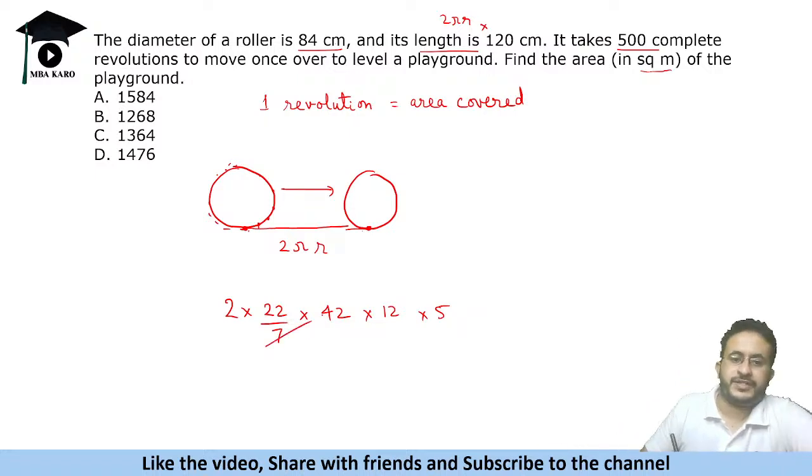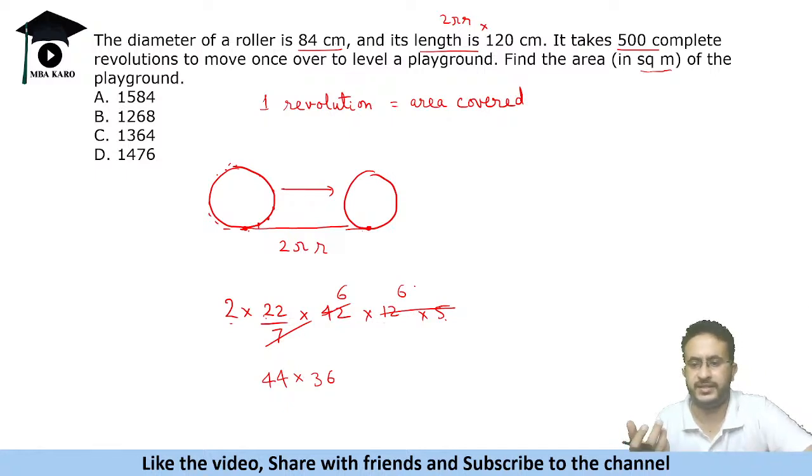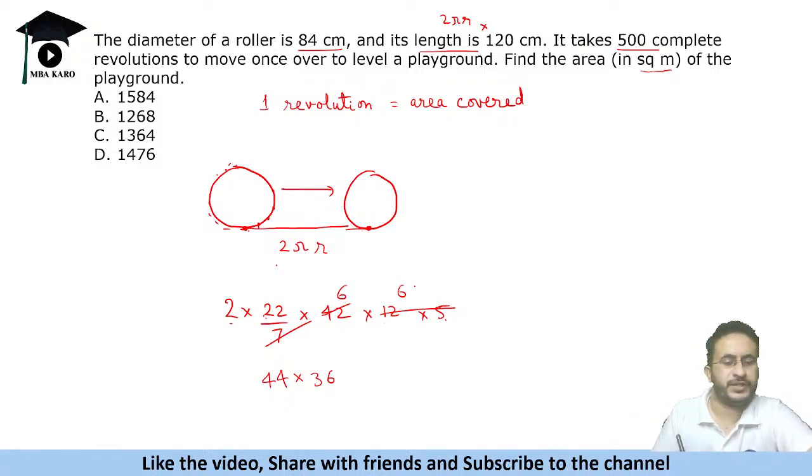So what do you get? This is 6 times, okay, this is 60, so you can use the number 6. If you want to use just 6, you can use 6. And this is 44, so 44 into 36. So that's how you get the answers. Most of the students think of finding the actual areas.